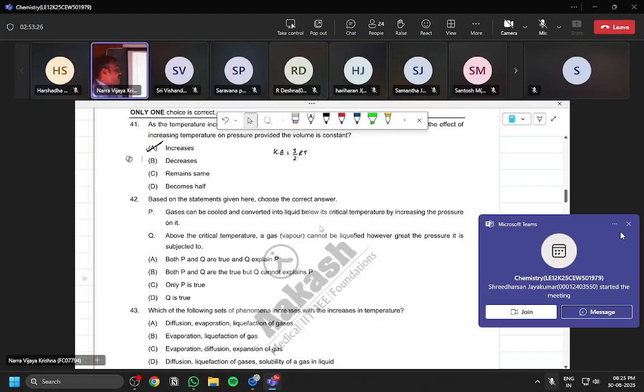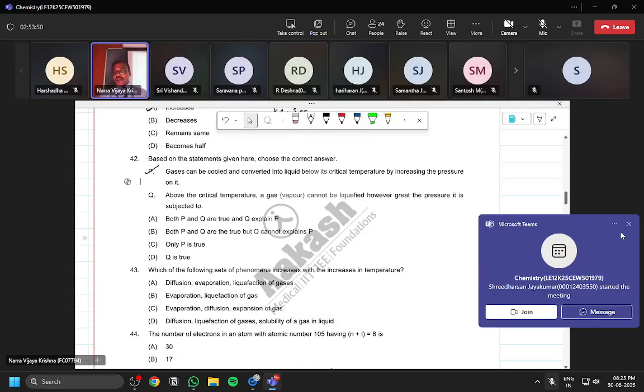Based upon the statement given here, choose the correct statement. Gases can be cooled and converted into liquid below its critical temperature. Correct. What is critical temperature? The temperature above which, whatever the pressure you apply, they cannot be converted into liquid. So below critical temperature, yes, we can convert. So P is correct. Above critical temperature, a gas cannot be liquefied, however greater the pressure. Correct. So the answer is both P and Q, and Q explains P. Next one.